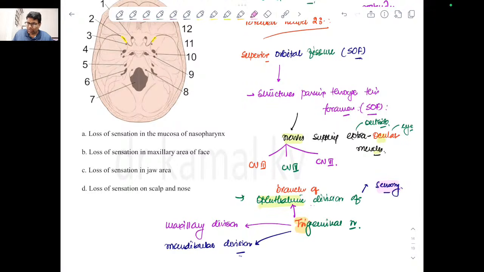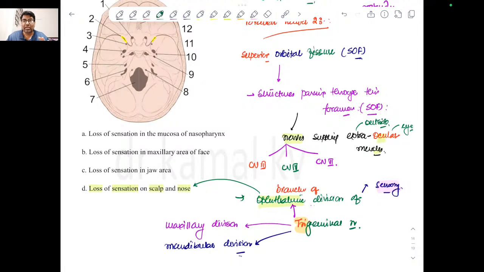Now if we correlate all this theory with the options, option A, loss of sensation in the mucosa of nasopharynx, nothing to do. Loss of sensation in the maxillary area, this is by the maxillary division, again not passing through the superior orbital fissure. Loss of sensation in the jaw area is mandibular, so again territory of the mandibular division. So what we are left with is loss of sensation on scalp and nose, which is provided by the ophthalmic division through its three branches, right? So only the ophthalmic division passes through the superior orbital fissure.